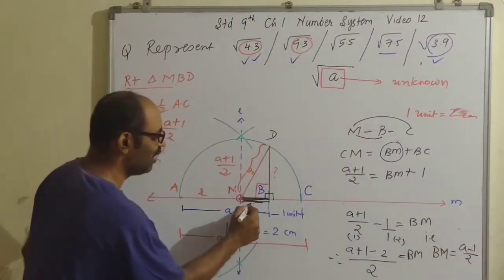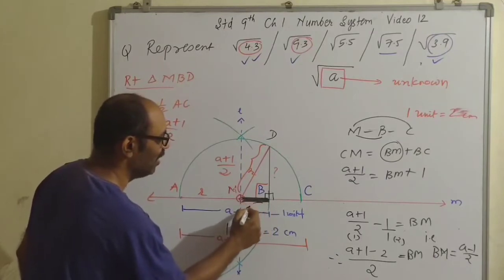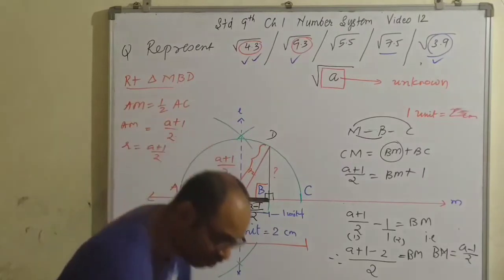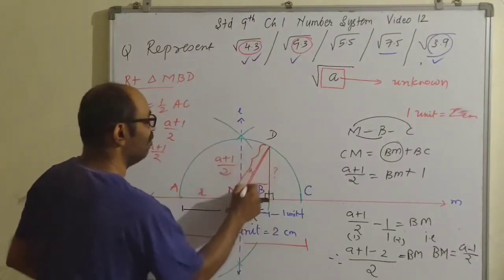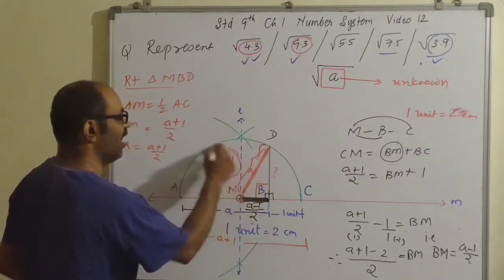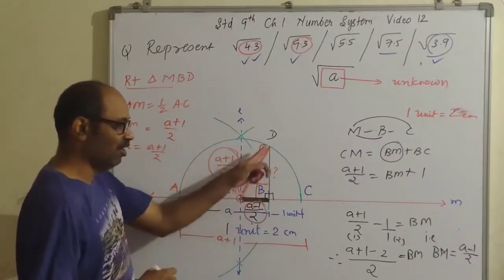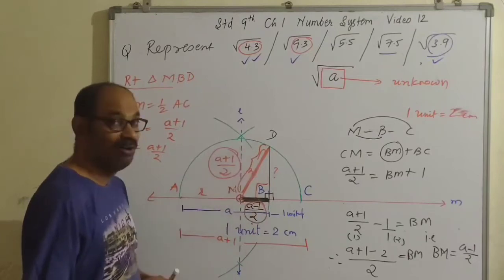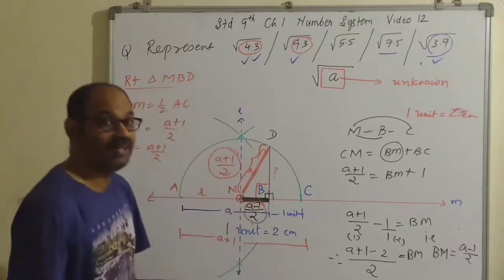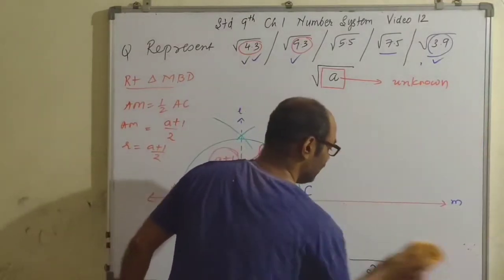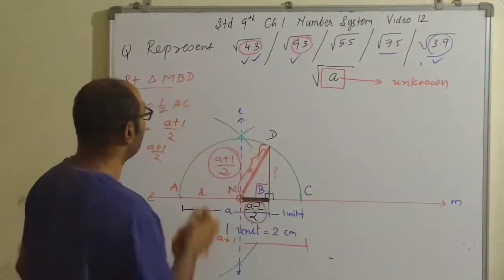Hey children, this MB is A minus 1 whole upon 2. This MD is A plus 1 upon 2. This is A minus 1 upon 2. So let's use Pythagoras and find out BD. Are you getting me? Chaliye. I'll use that Pythagoras here.